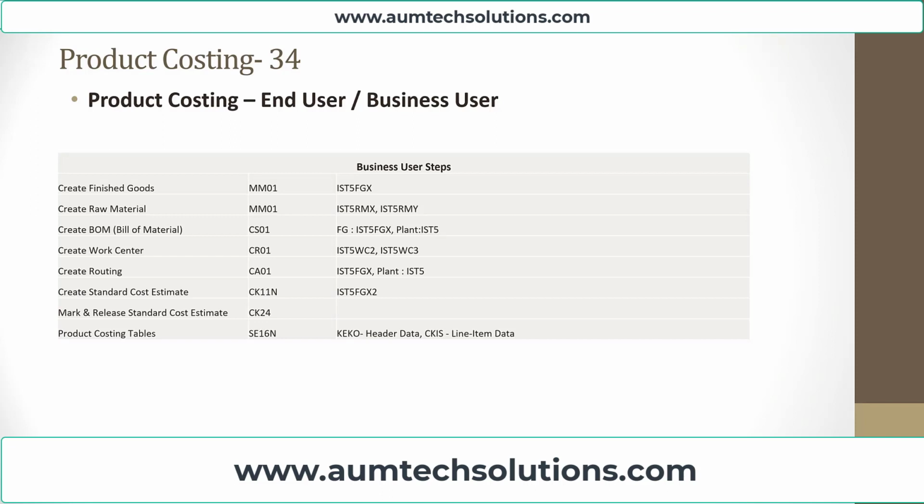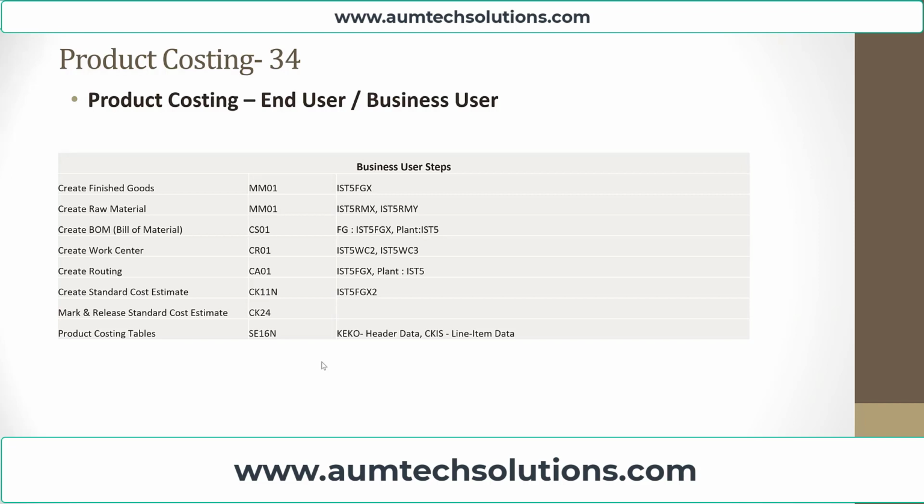So in the previous tutorial, we created the finished goods, raw material, bill of material, work center, and then routing. We also understood the functionality of bill of material and routing. So in this tutorial, we are going to start with the business user transactions.